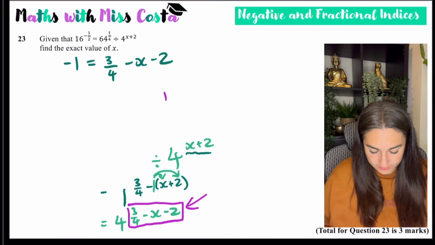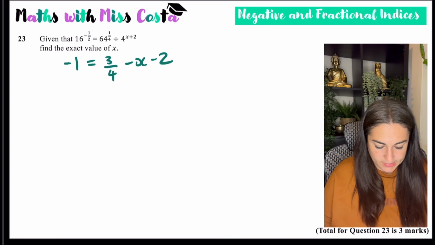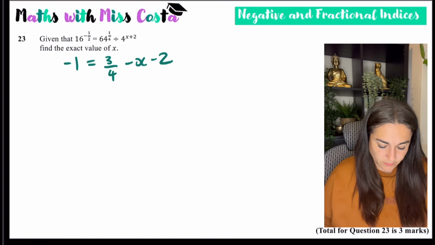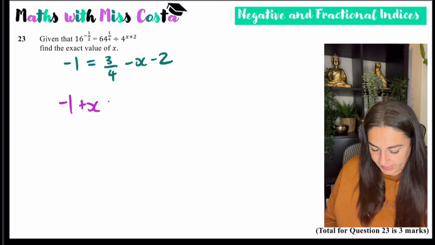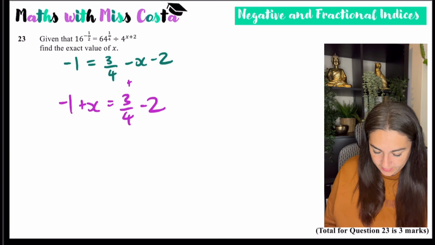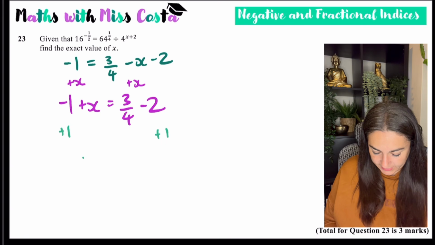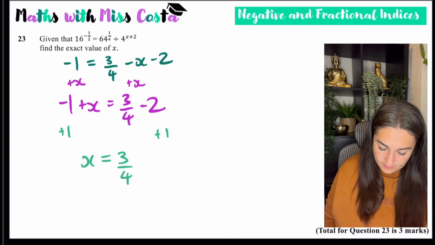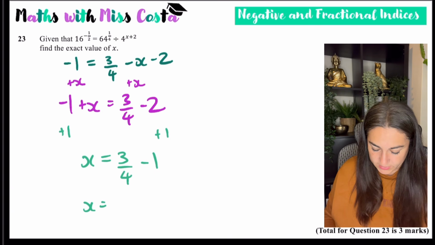And let's see what we can do here. So first of all, let's just make our life easier. I'm going to move x onto the other side. So minus 1 plus x is 3 quarters minus 2, just because it's nicer and easier to have a positive x. And then I can add 1 to both sides. So x is going to be 3 quarters minus 2 plus 1, which is minus 1. And what is 3 quarters minus 1?